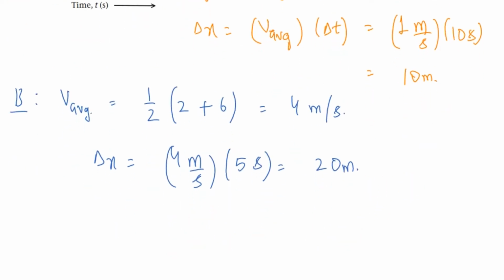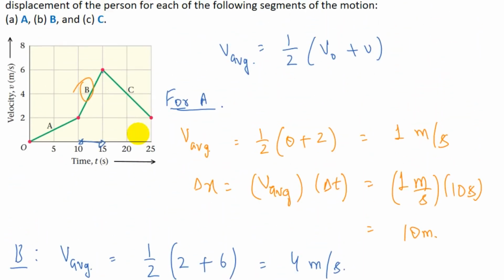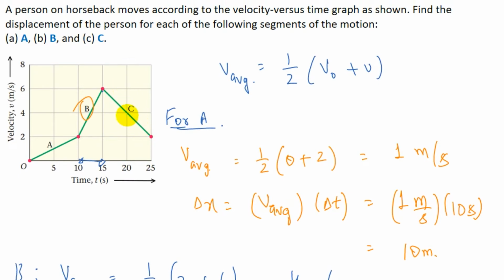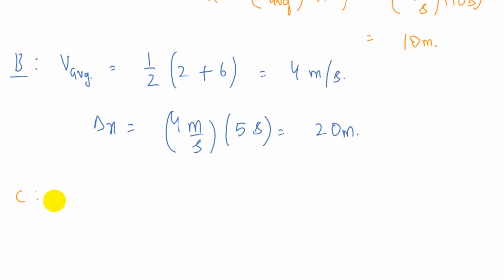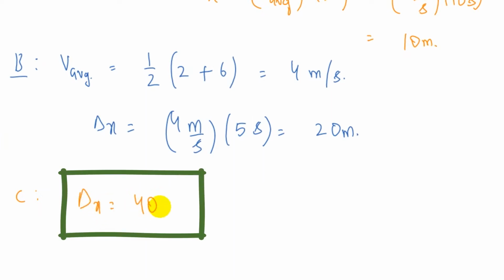Similarly, we can solve the final case, the segment C. Same method we can use, and I'll just write the answer. You have to do it on your own. So the answer for the C part, delta x, would be 40 meters.